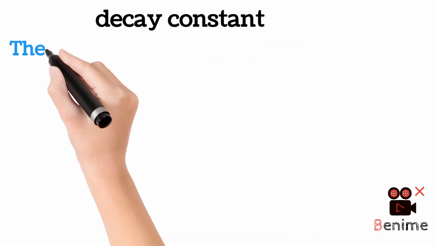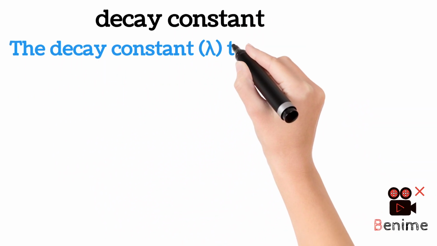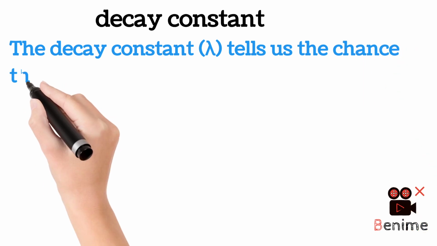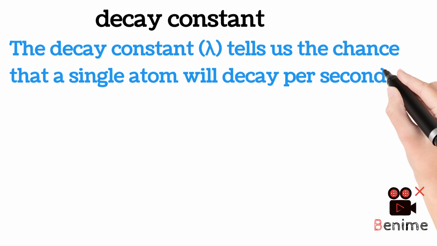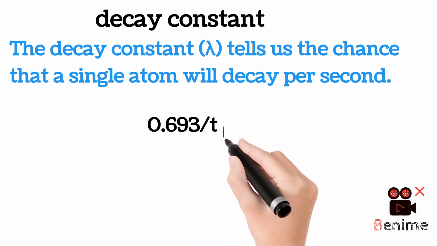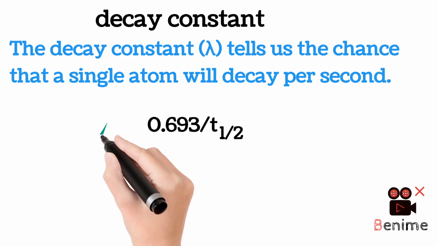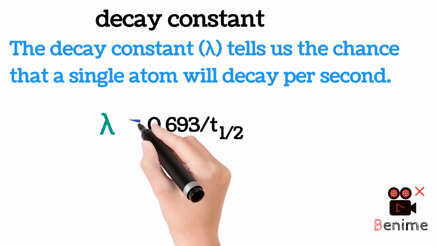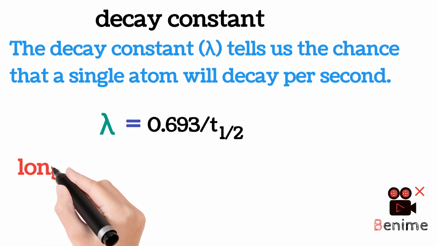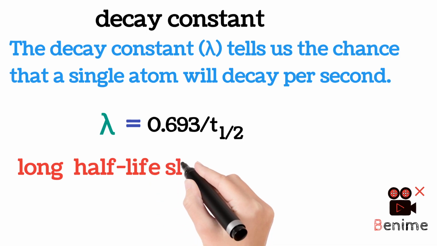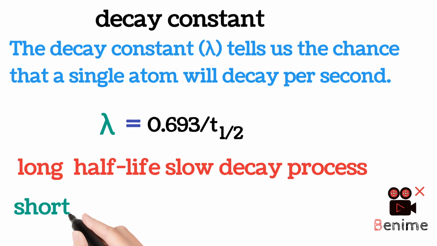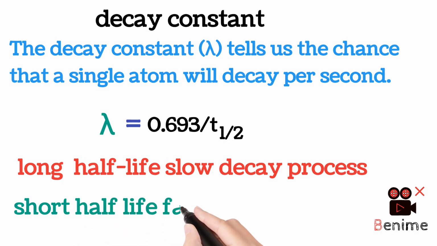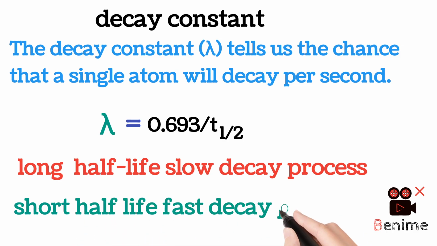How much chance an atom gets to decay depends upon its decay constant, which can be calculated using the relation lambda equals 0.693 divided by half-time. As lambda is inversely related to half-time, the decay process will be slow if the half-life is long. And if the half-life is short, then the decay rate will be high due to the high decay constant.